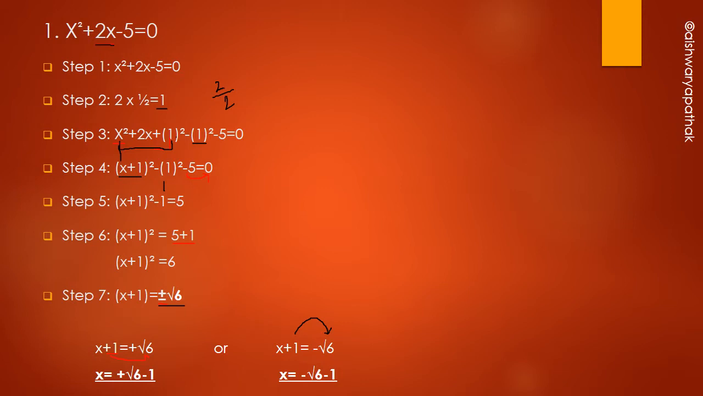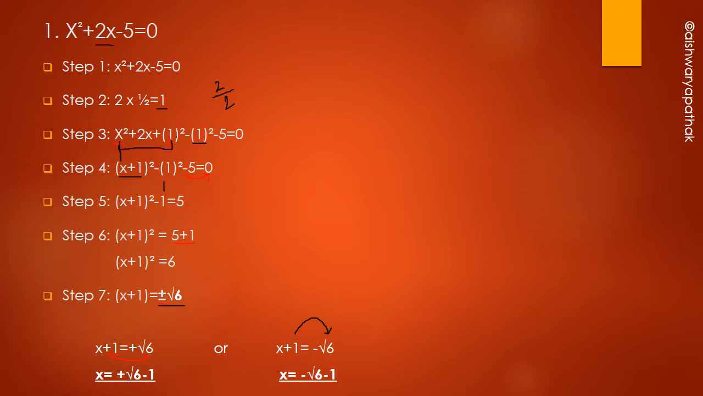Okay. Now students, in step 3, what you have to do? You just have to take the number that you get after multiplying with half, and write it twice, one time with a plus sign and one time with a minus sign, and its whole square. It is very compulsory.